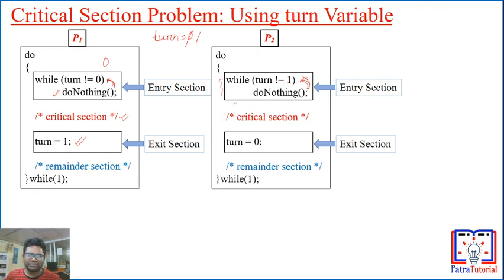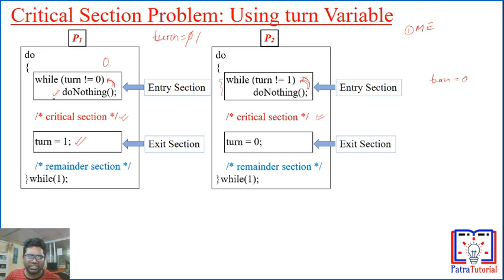Now let me check the conditions one by one. There are three conditions for a critical section problem solution. The first one is mutual exclusion. Suppose turn is initially 0. When turn equals 0, p2 cannot enter the critical section until p1 is completed. Suppose p1 is trying to enter the critical section. It will check here, while turn is not equal to 0, but it is 0, right?